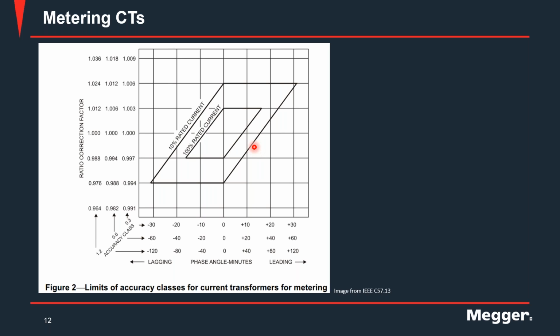So when you test the CT at these two levels, you will get a data point which you can plot on this graph based on the magnitude and the phase displacement that you see for the ratio error. And the data point that you plot on the graph needs to be within the parallelogram for the corresponding current level.